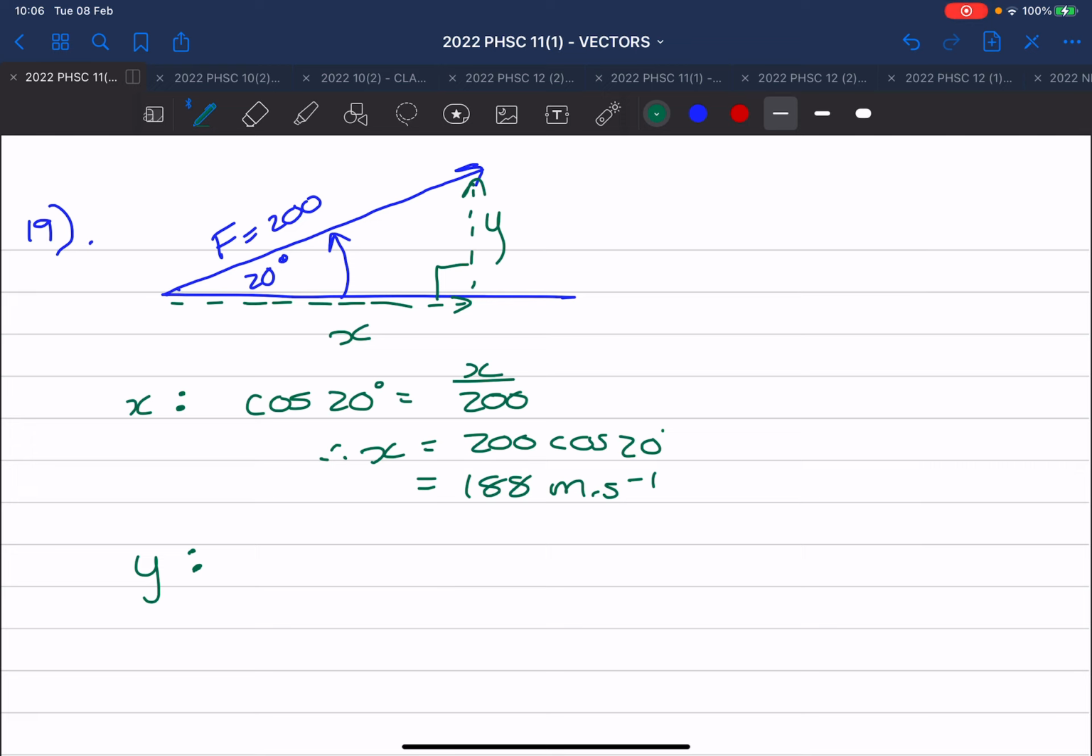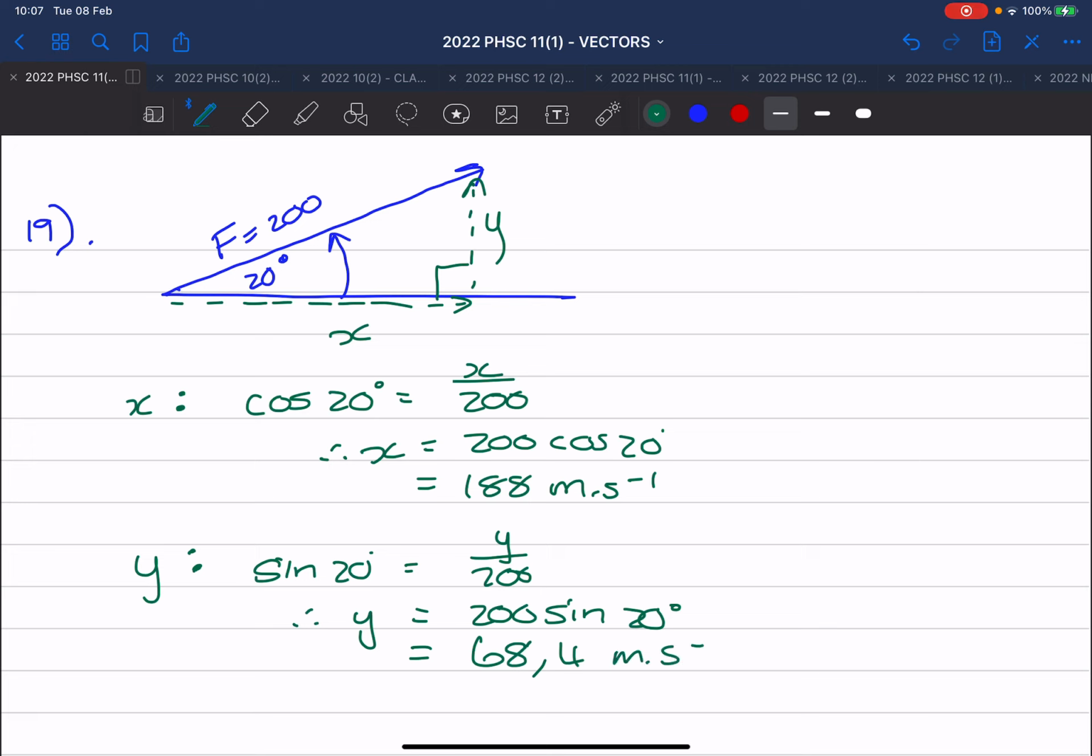If you calculate y, what should it be? The sin of 20 degrees is y over 200. That gives you y to be 200 sin 20. And if you calculate that, what do you get? 68.37. I think I rounded off to 4, but all right. So if you made a mistake here, it's just because you didn't understand the "to the horizontal". Your drawing went up there instead of down there.